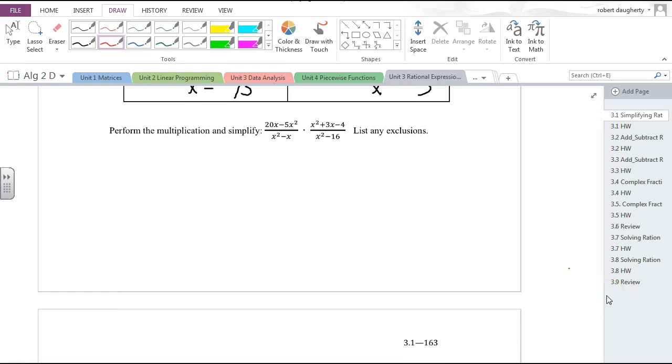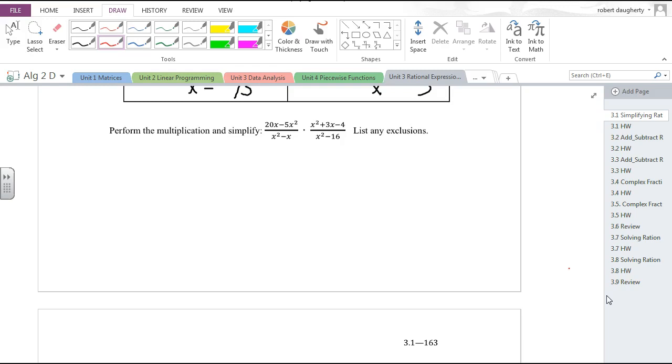Okay, let's look at the next one here. Now, before I do anything, the key to getting everything done is to be able to do what? Factor. You've got to be able to factor. You've got to be able to look at this and say, what can be simplified? What's different here is I don't have one fraction, I've got a fraction times a fraction. You're going to have to be able to simplify everything.